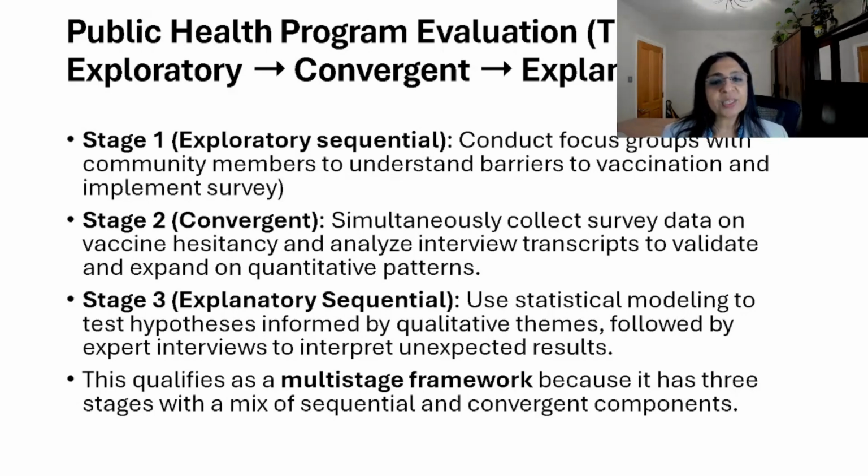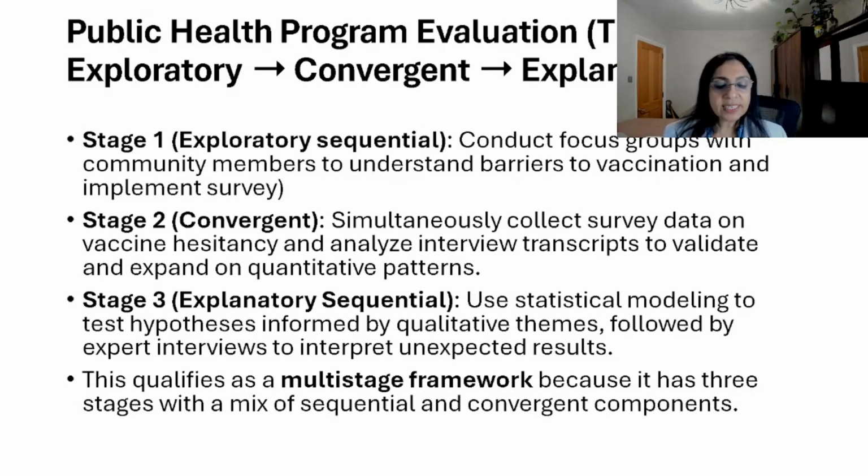In stage 2, convergent design is employed. Simultaneously collect survey data on vaccine hesitancy and analyze interview transcripts to validate and expand on quantitative patterns. And stage 3, explanatory sequential. So here quantitative data has to come first. So use statistical modeling to test hypotheses informed by qualitative themes, followed by expert interviews to interpret unexpected results.